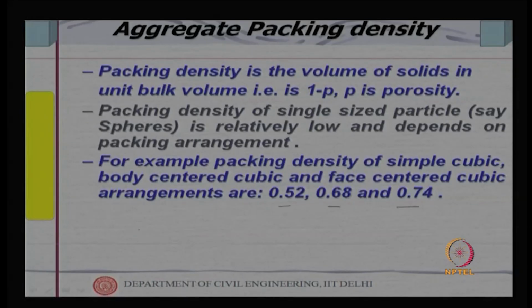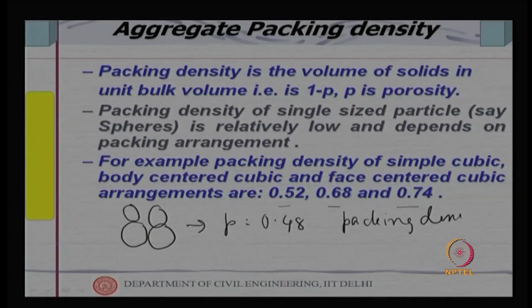So, simple cubic packings are like this, each particle is just by the side of the other, and we have seen the P is equal to 0.48, hence packing density is 0.52.